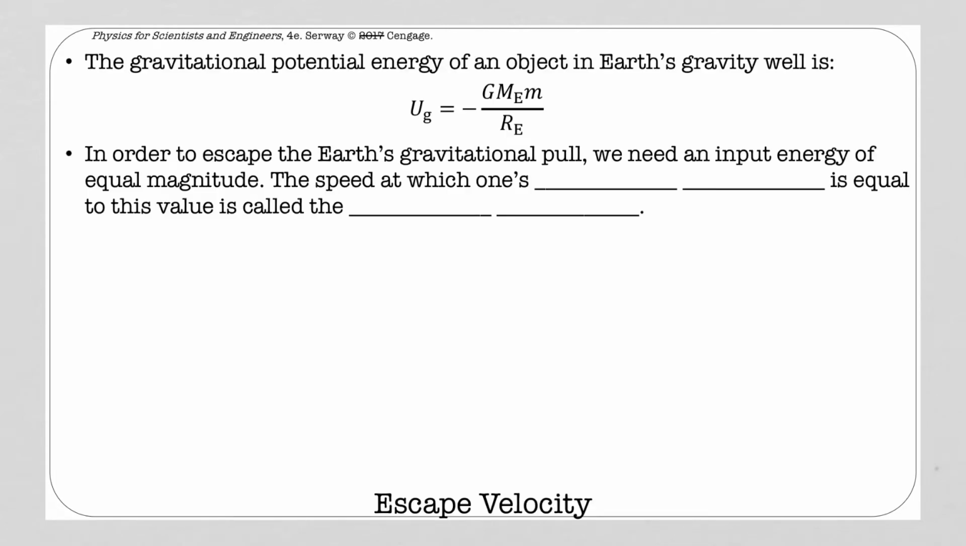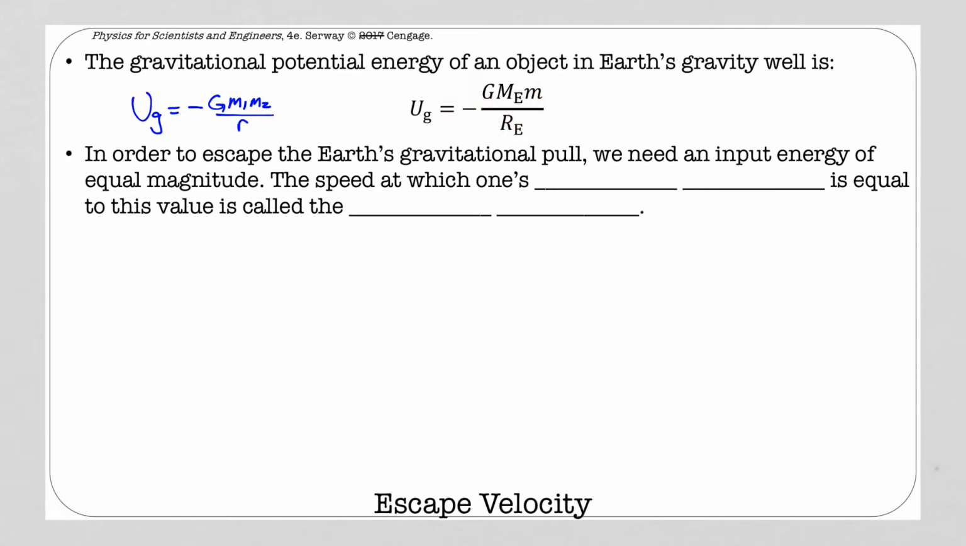So we found the gravitational potential energy of an object in Earth's gravity well as this expression here. We found in general the gravitational potential energy is the mass of the two objects that are interacting divided by the distance between those two. In this case, the mass of the Earth is interacting with the mass of the object, and the distance between the two is an Earth radius since the object is on the Earth's surface.